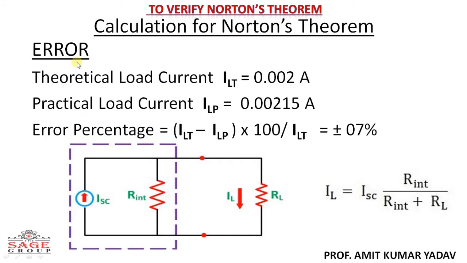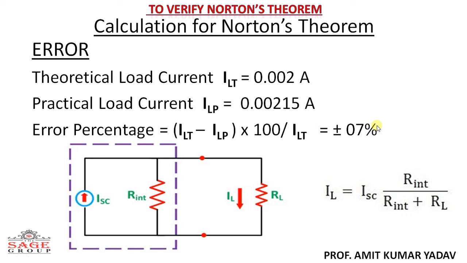Now in this part we are going to check how much error there is between theoretical and practical. Here theoretical load current is 2 milliampere and practical load current is approx 2.15 milliampere. For calculating the error percentage I have used this formula and it comes around 7%. So the question is why this error occurs?